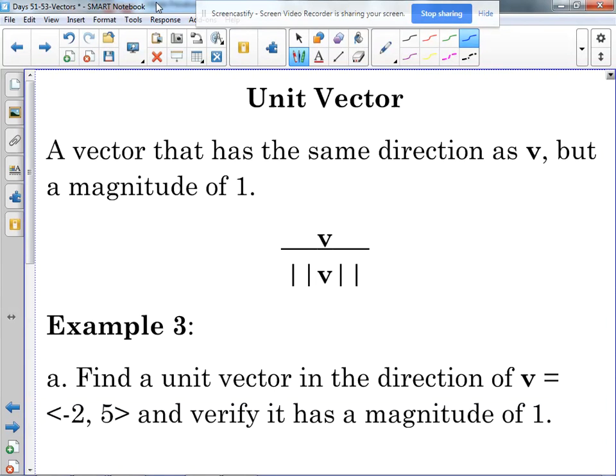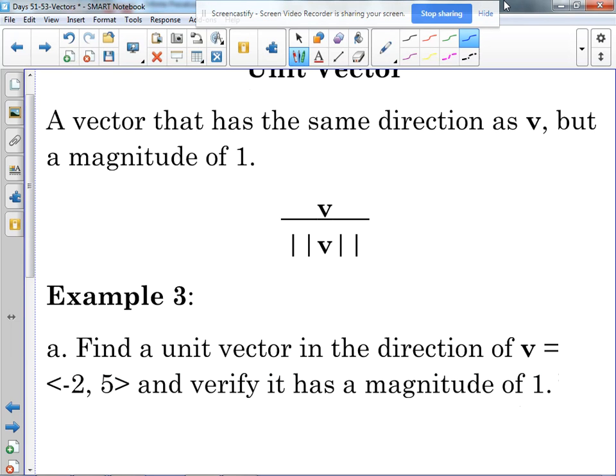Right, turn the page, unit vector. Okay, a unit vector is a vector that has the same direction as the original vector, v, but it has a magnitude of 1. That's why they call it a unit vector, unit being just 1. It has a magnitude of 1, but it's essentially the same vector, it's just short. Here's how you find this.